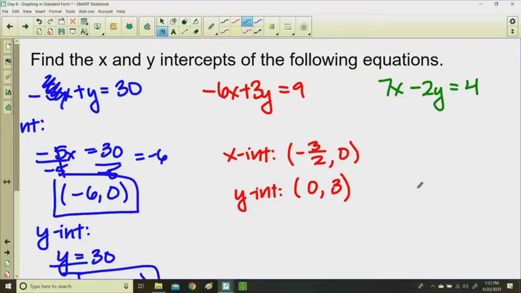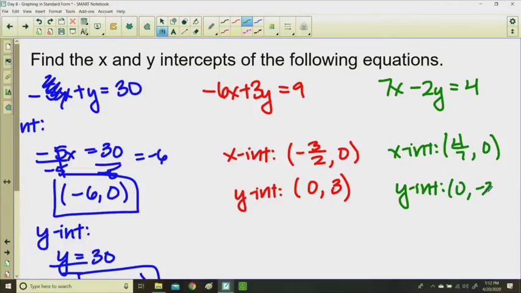And for the one in green, your x-intercept is going to be 4/7, 0, and your y-intercept is going to be (0, -2). Awesome. There you go. Hopefully you're okay and comfortable with finding the x and y intercepts from a standard form equation.